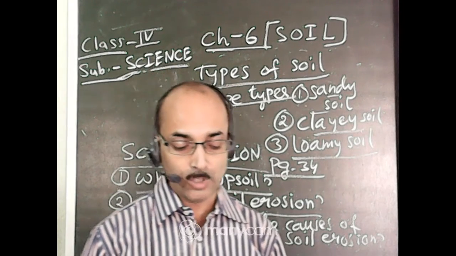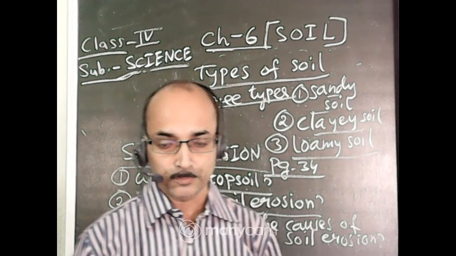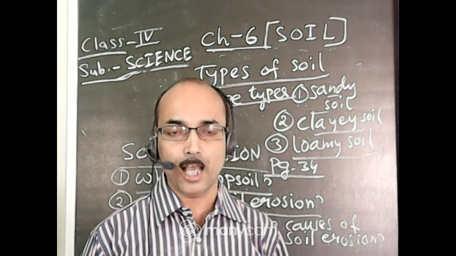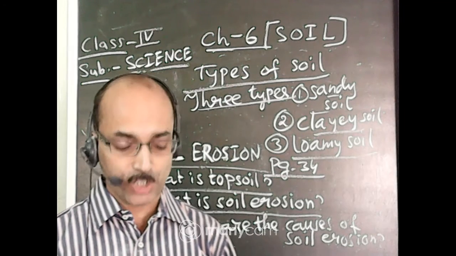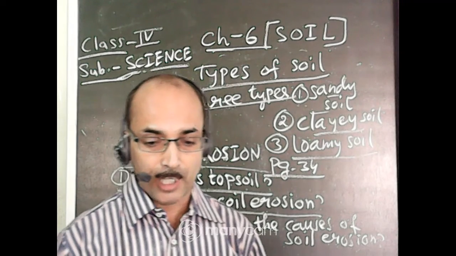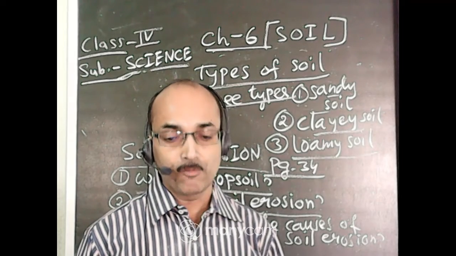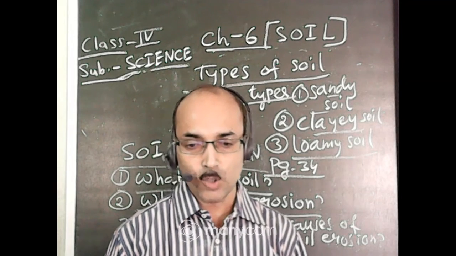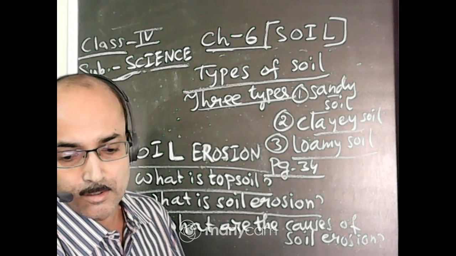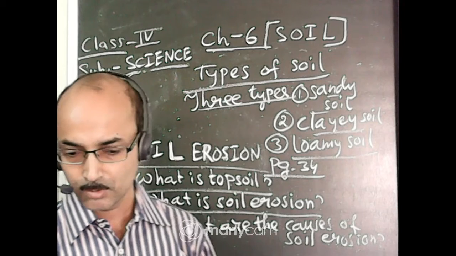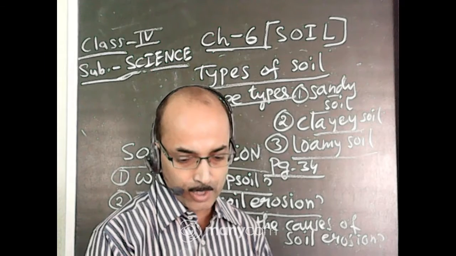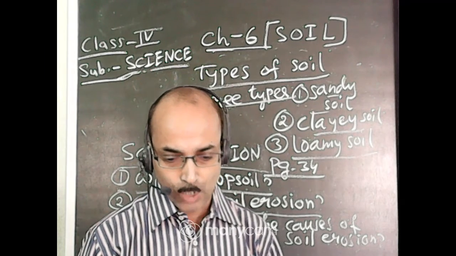Then we have also learned the causes of soil erosion. The main causes are strong wind, deforestation, overgrazing, and heavy rain and floods. Up to this we will learn today. Next day we will learn the conservation of soil.